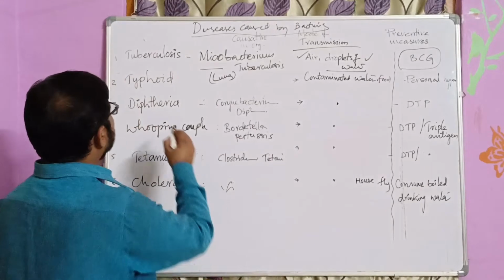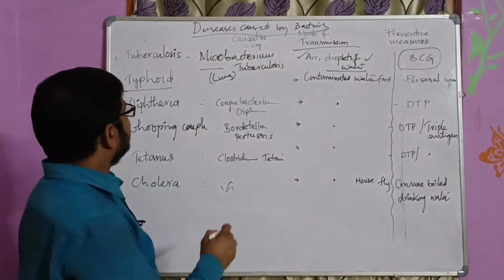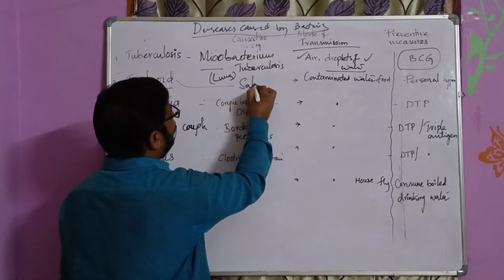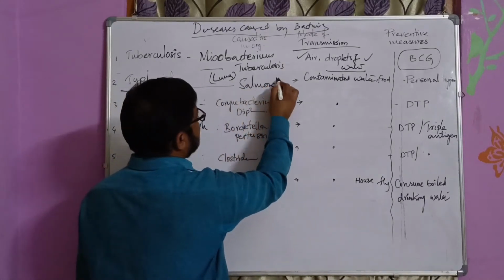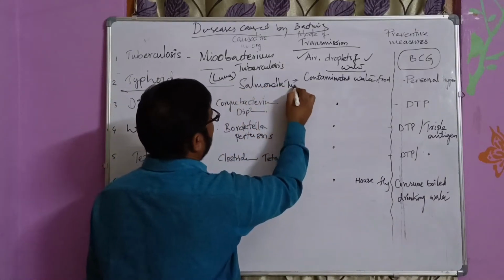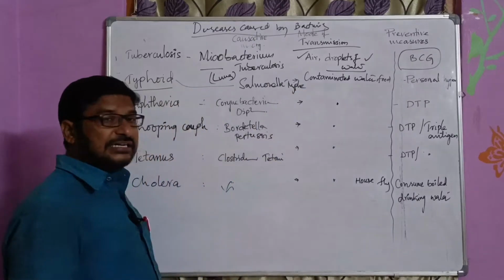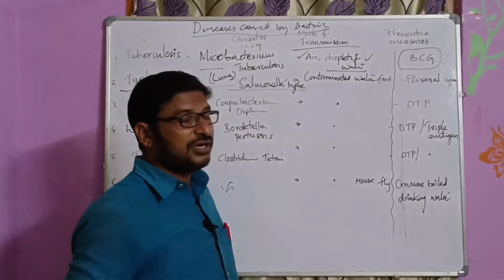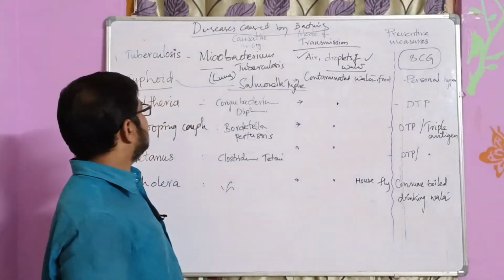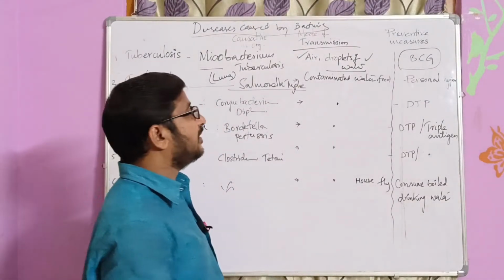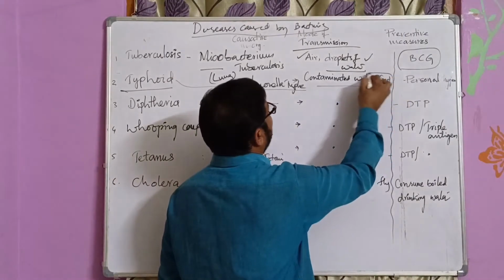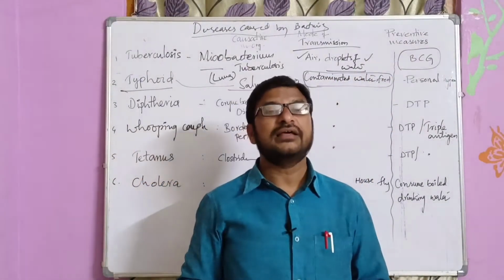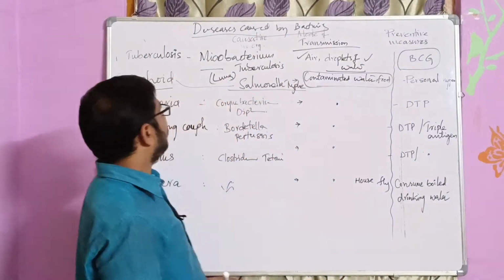Then the second disease is typhoid. Typhoid disease is caused by a bacterium called Salmonella typhi, which usually spreads through contaminated water and food. Water and food are the main reasons for the contamination in typhoid disease.